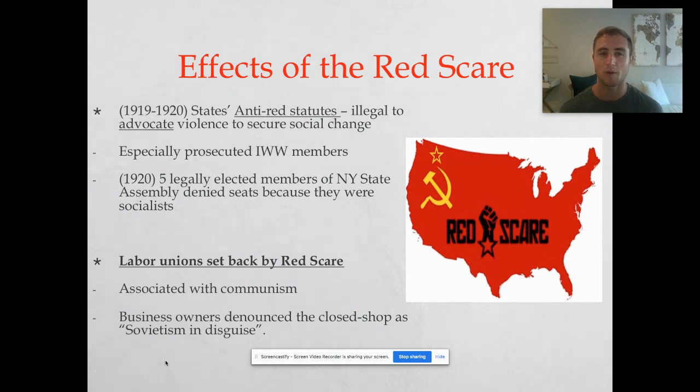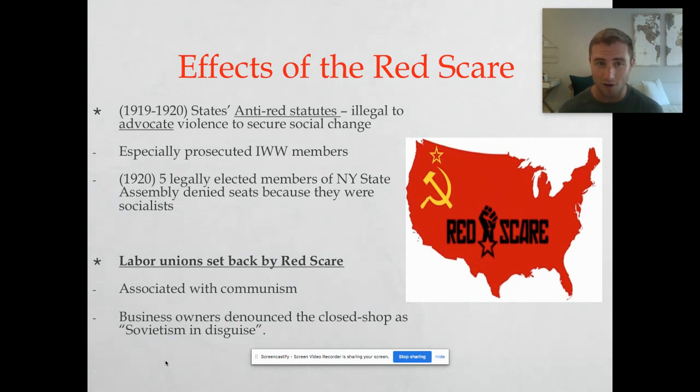But who are the people that were really advocating for violence to secure social change? There were the International Workers of the World, our Wobblies. And because of this, our Wobblies are the ones that are especially thrown in jail because of these anti-red statutes, once again targeting unions, especially radical unions, in the Red Scare.